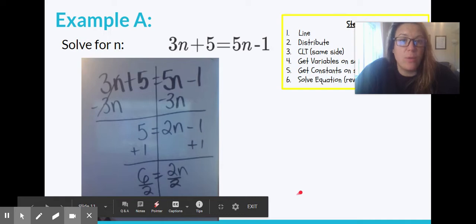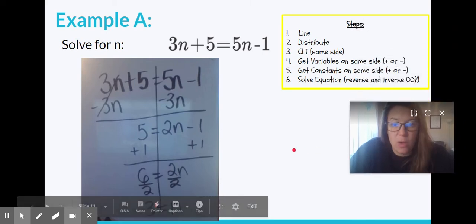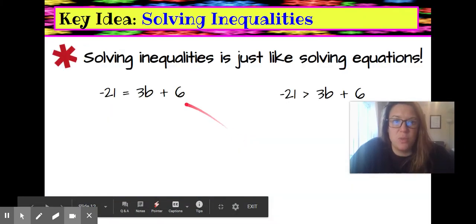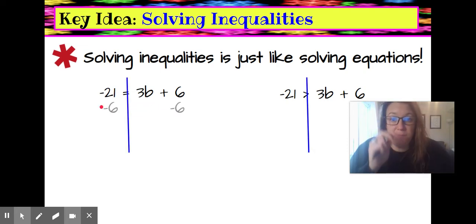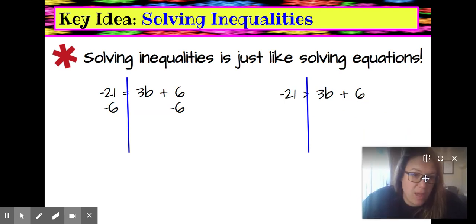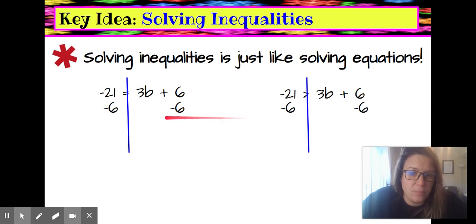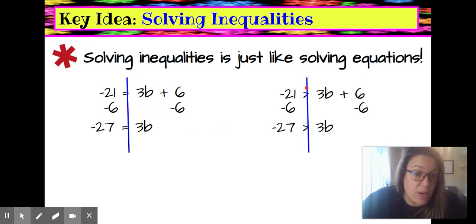So this was like one of the problems we were doing for equations. It's the same steps for inequalities. We're going to solve the inequalities the same way. So for this equation, I would subtract 6 first. I'm going to do the same thing for this inequality. I'm going to subtract 6 first. And that leaves me with -27 equals 3b on the equation. And this leaves me with -27 is greater than 3b.